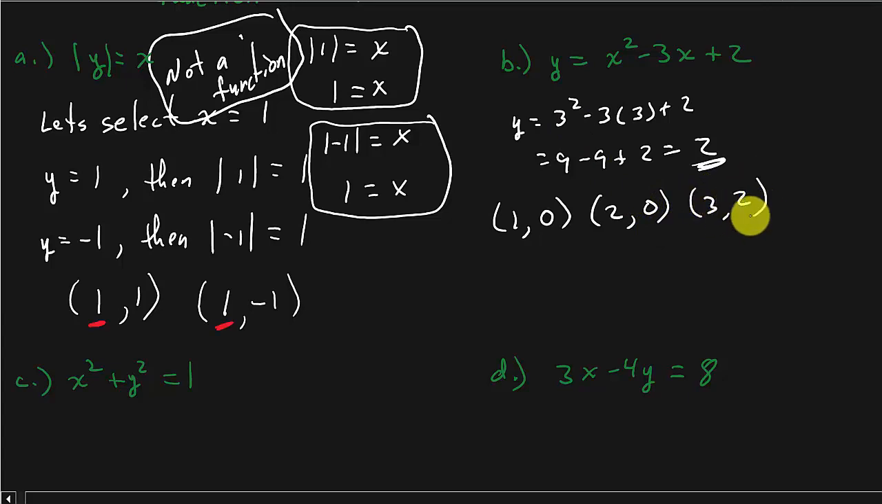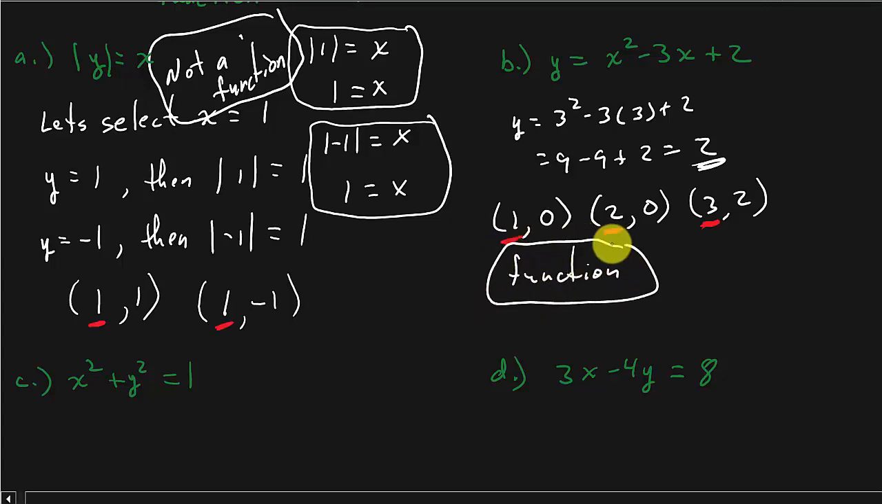I got 2. And I mean, you can go on and on with this, but you can see, don't let getting the same y confuse you. The rule is you can't have the same x value with two different y values. And you can see none of these are the same x value. Okay? So that would make this one a function.